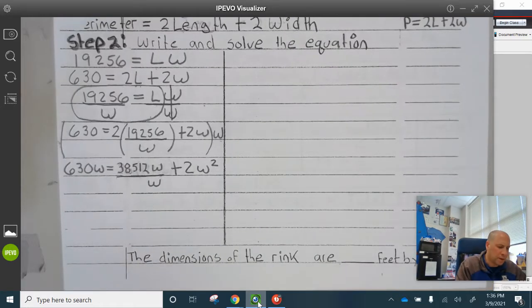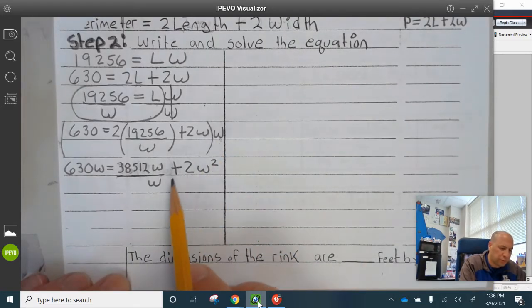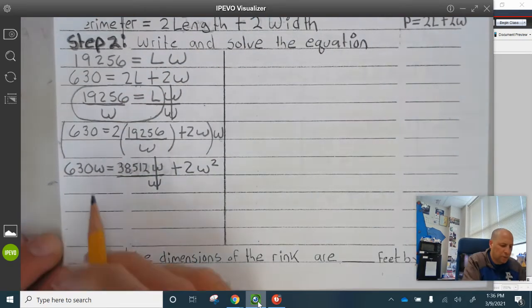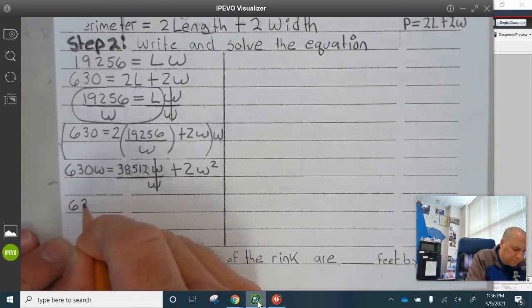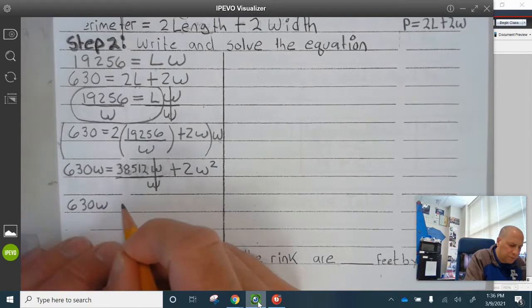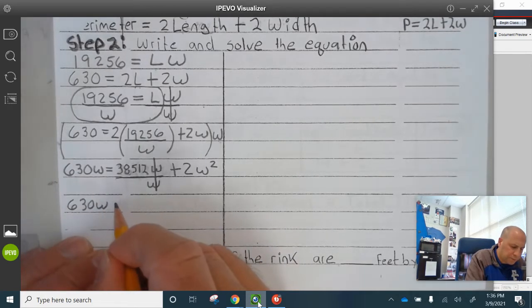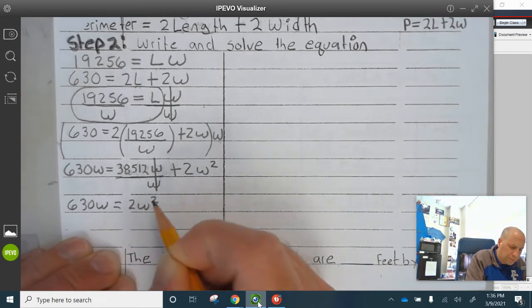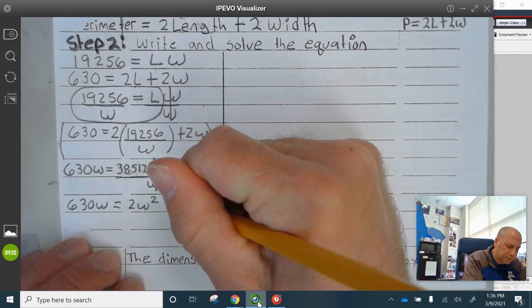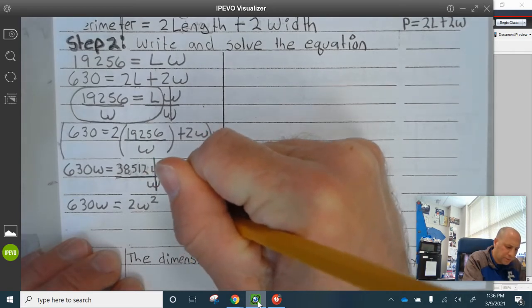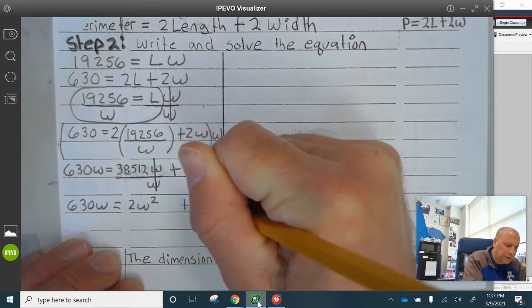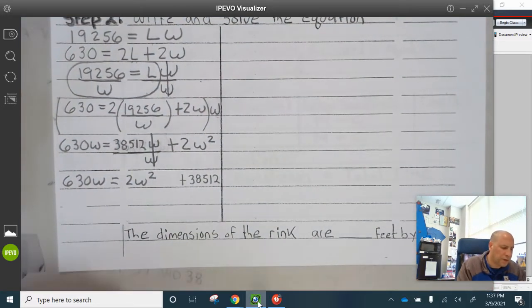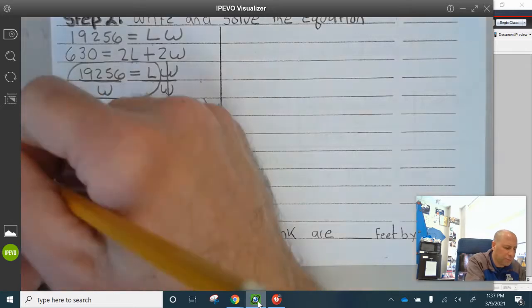Okay. Now the reason we multiplied by W is for this reason right here. W divided by W is 1. So now we're left with 630W equals 2W squared plus 38,512. Okay. Now to solve, what we need to do is subtract 630W from both sides.